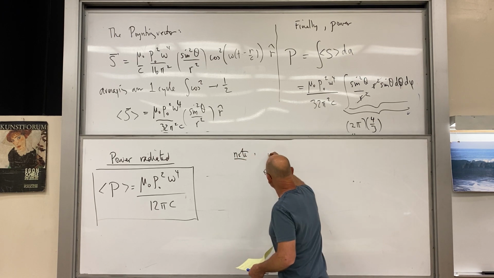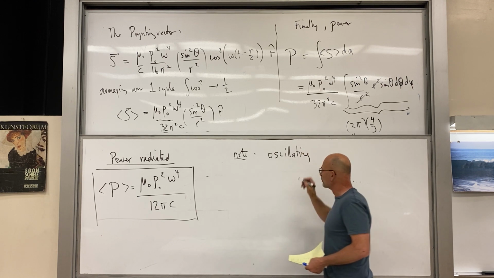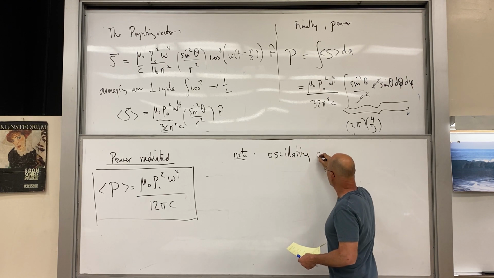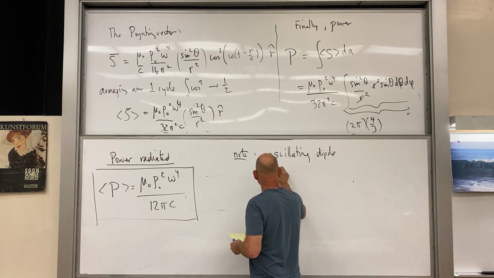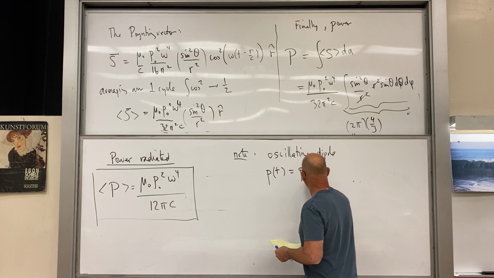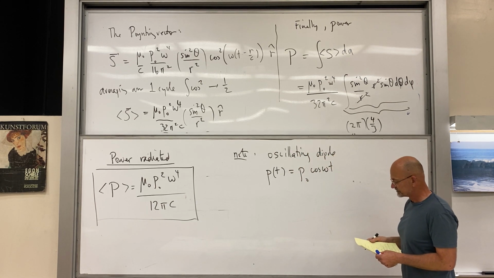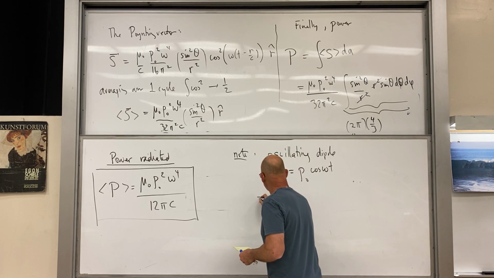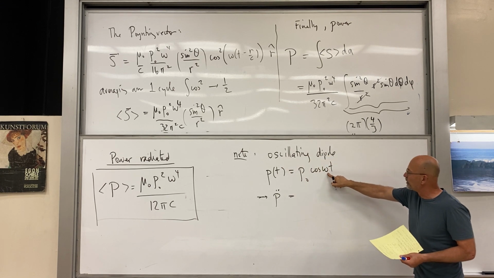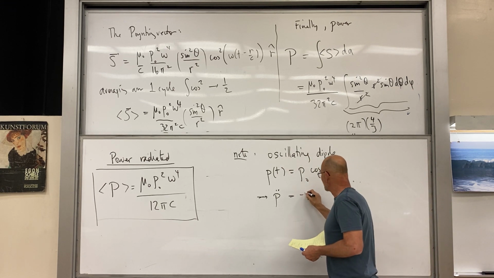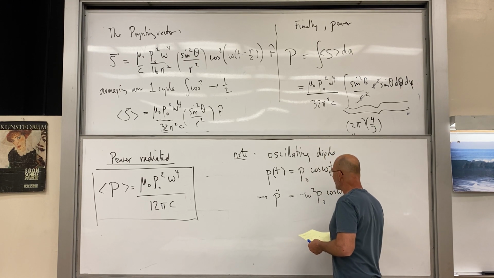discuss oscillating dipole in more general terms. So oscillating dipole, we could have P of t is P0 cos omega t. And that means that P second derivative, if you look at this, we'll pull out minus omega squared, right? So minus omega squared P0 cos omega t.